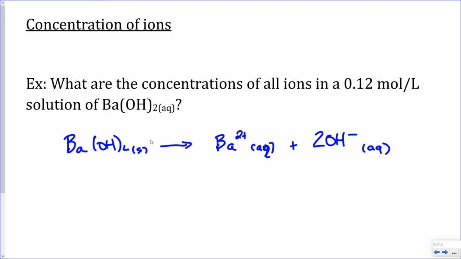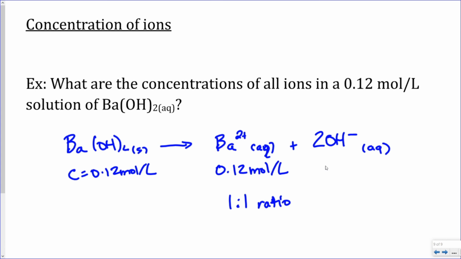We're all good. So what this question is saying is we have an initial concentration of barium hydroxide of 0.12 mole per liter, or molar. How would we determine the concentration of these individual ions? Well, how have we been doing this before? We use the mole ratio. The mole ratio between this and this is a 1-to-1 mole ratio. So if the concentration of barium hydroxide was 0.12 mole per liter, this concentration would also be 0.12 mole per liter, because this is a 1-to-1 ratio.